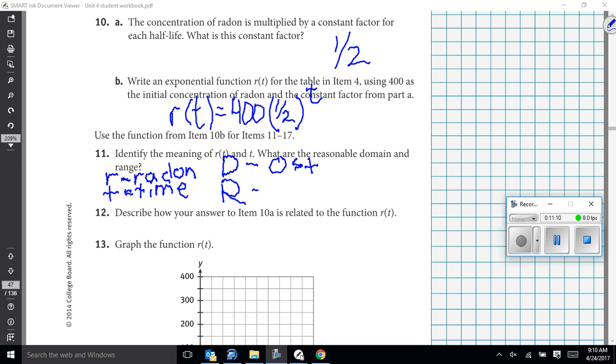Perfect. And then for our range is our R(T), so it's our amount of radon. So our range, how does that compare to 400? So more or less? Less than 400, right? But never 0. So we're going to go between 0 and 400, and that's going to be our radon amount.